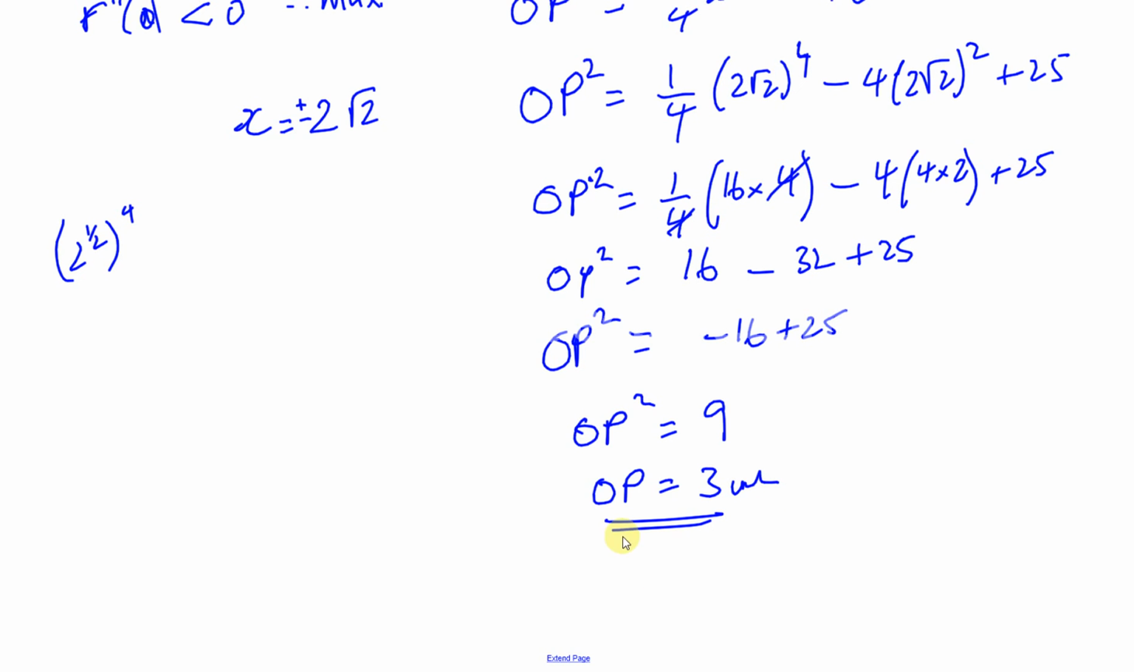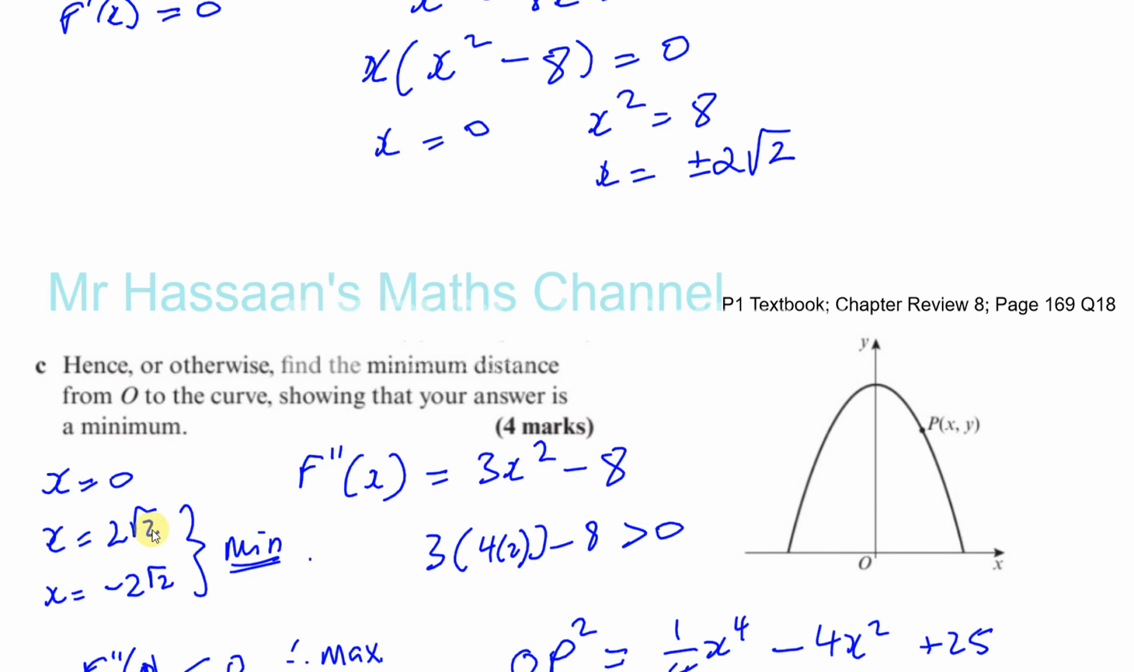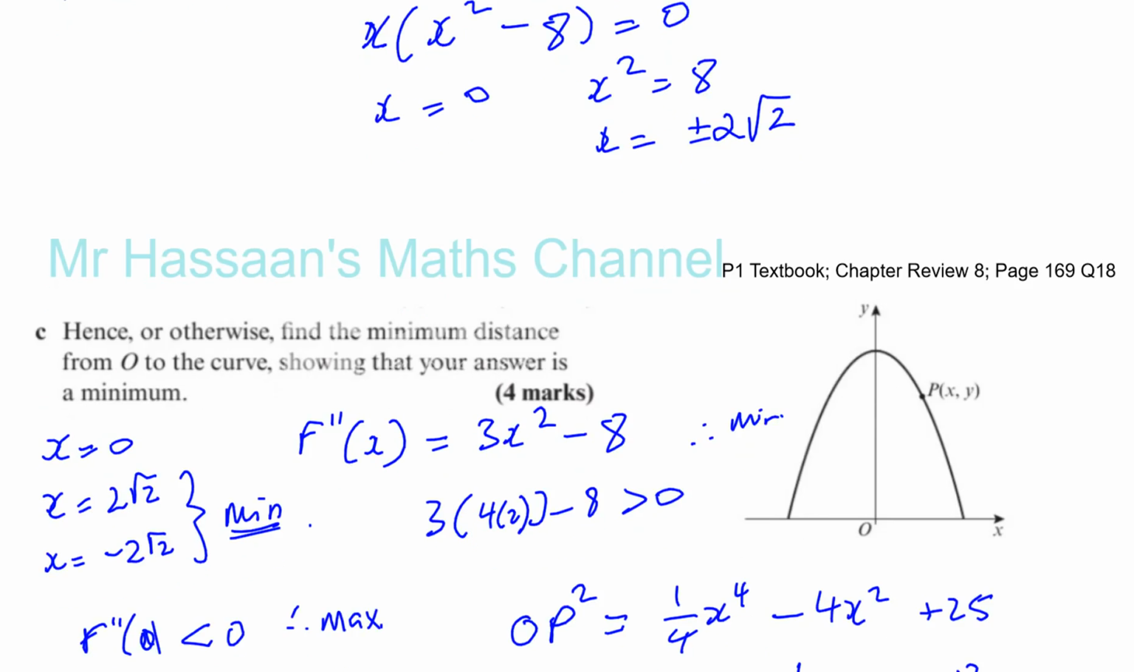And we justified it's a minimum because we know that when we put 2 root 2 or minus 2 root 2 into the double differential, we end up with something which is greater than 0. This is going to be positive. This is 3 times 8, 24 minus 8, which is greater than 0. So therefore it's going to be a minimum. As when f double dash x is greater than 0, then the point that you put in there would be a minimum, if it's a turning point.